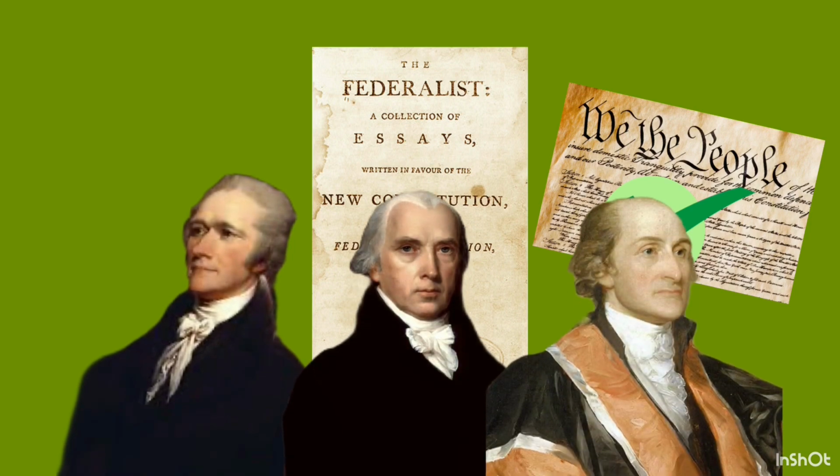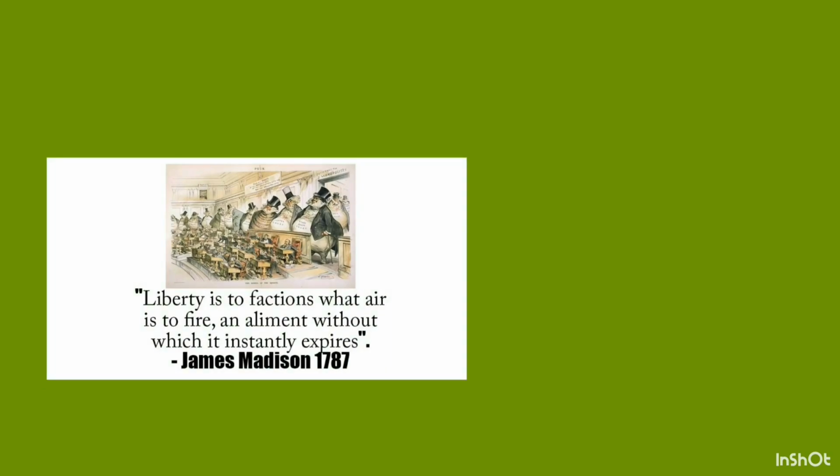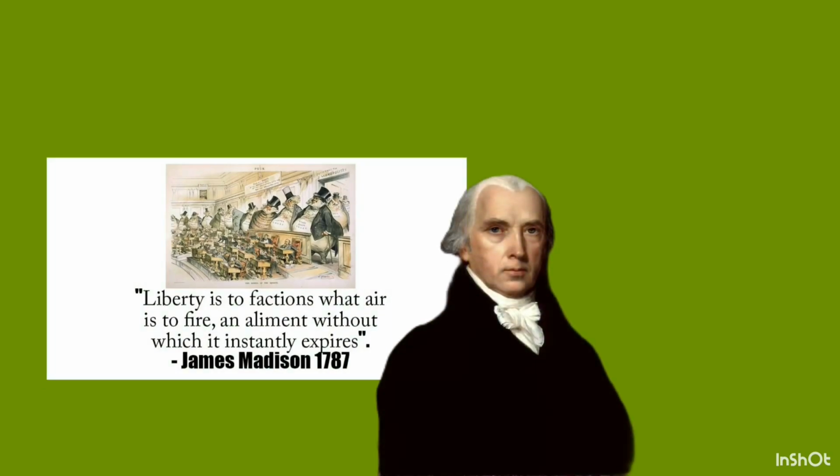A key word that you're going to want to know for this video and AP Gov in general is factions, and factions are groups with self-interest. Okay, so let's first talk about Federalist number 10, or Fed 10, written by James Madison. Fed 10 argues for a large republic as it is the best way to control the negative effects of factions.